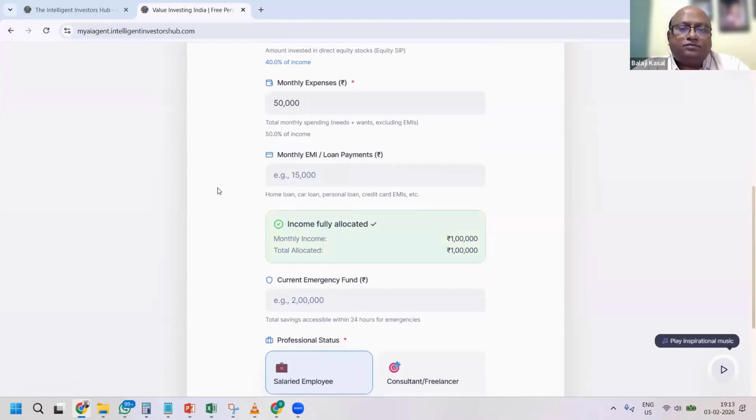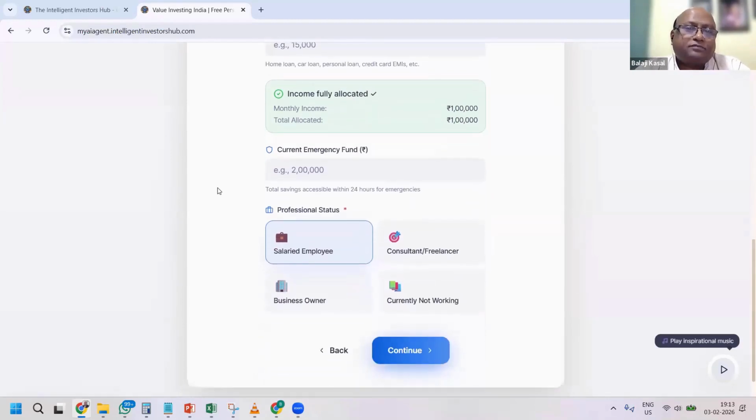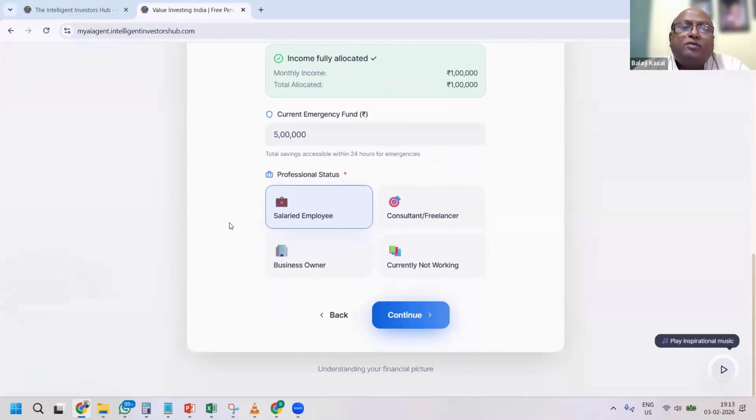Okay. It is getting automatically adjusted here. Current emergency fund, maybe 5 lakh rupees. It will ask you what your profession is: self-employed, salaried, consultant, freelancer, business owner, or not currently doing a job, whatever. Continue.